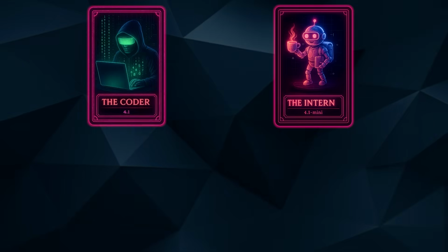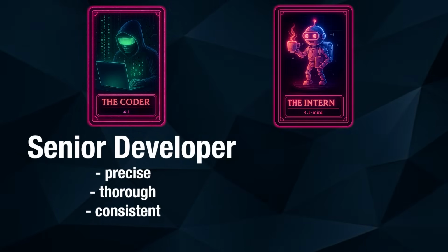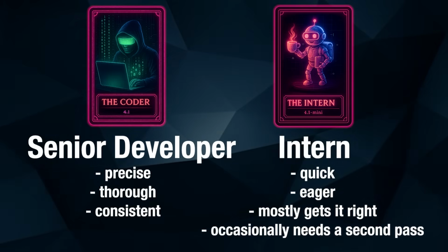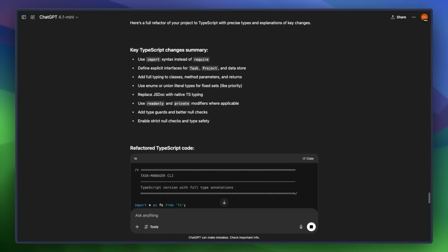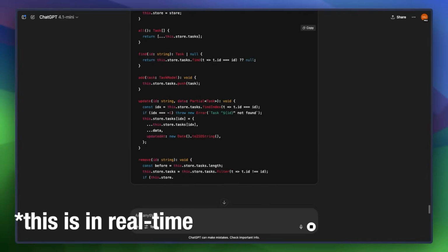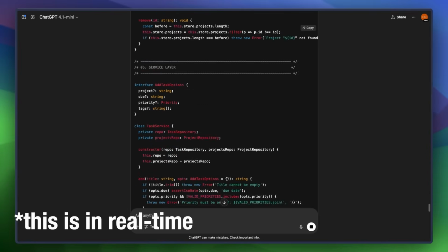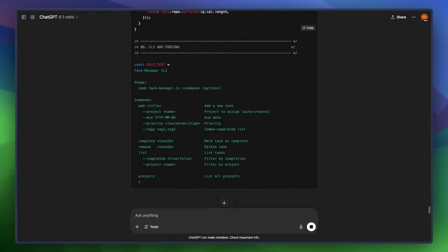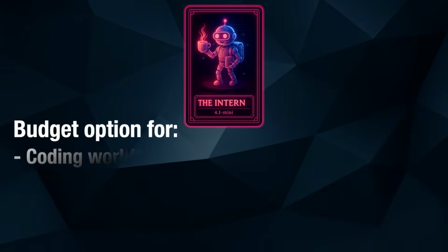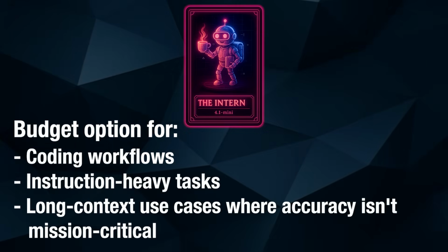Think of it this way, 4.1 is the senior developer, precise, thorough, consistent. 4.1 Mini is the intern, quick, eager, mostly gets it right, but occasionally needs a second pass. That said, it absolutely can handle pretty complex prompts, like that same one I just showed, and the result might need a little more editing or clarification than if you ran it through the full 4.1. But if you're using the API and cost matters, which it often does, 4.1 Mini is a fantastic budget option for coding workflows, instruction-heavy tasks, long context use cases where accuracy isn't mission critical. It's not going to reason like O3 or write like 4.5, but it's efficient, capable, and cheap.